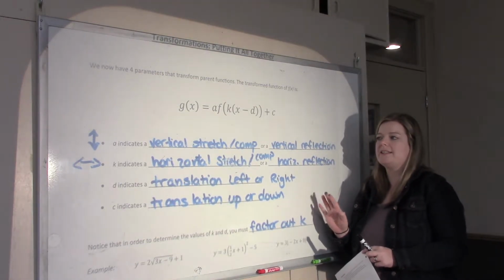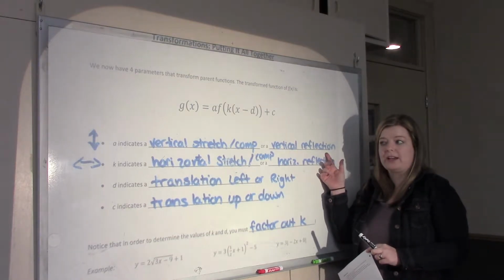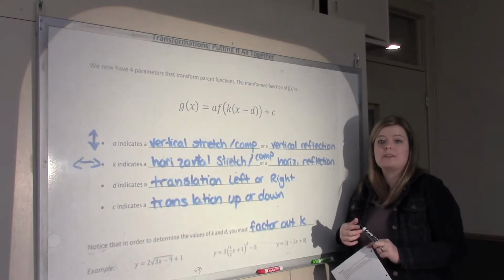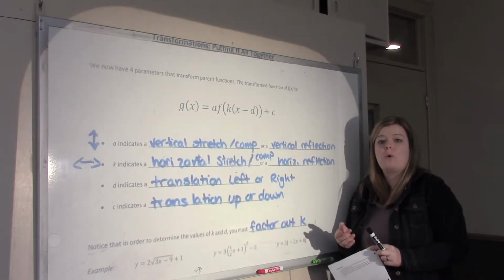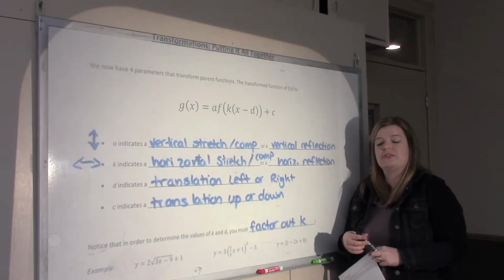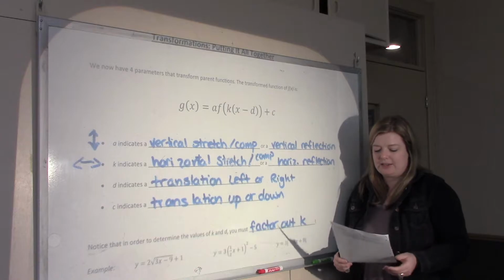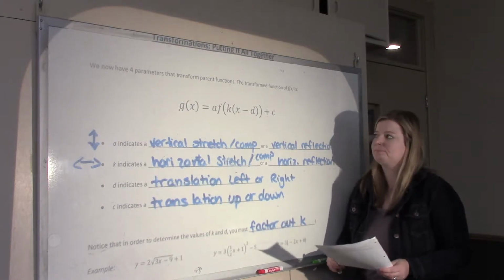So A indicates a vertical stretch or compression or a vertical reflection. K indicates a horizontal stretch or compression or a horizontal reflection. D indicates a translation left or right, and C indicates a translation up or down.